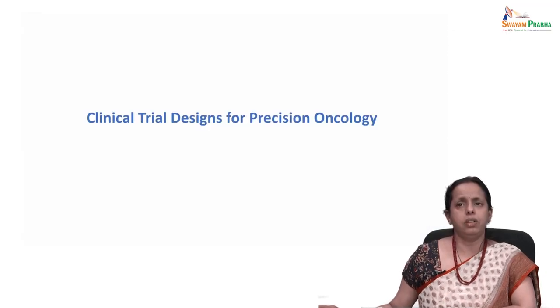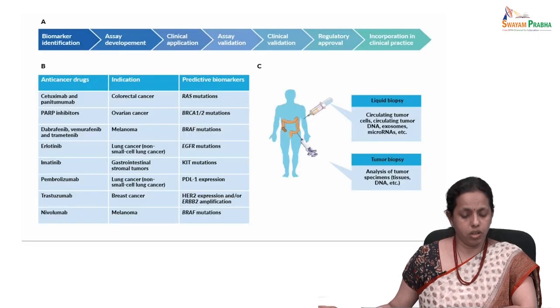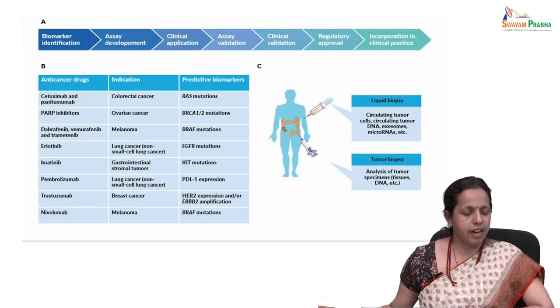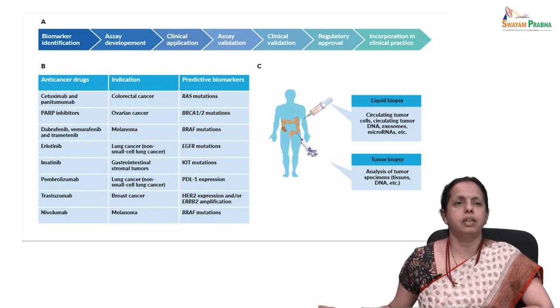Now we will talk about the different clinical trials which are currently in use in oncology. Coming quickly back to companion biomarker identification, then you have the assay development, then the clinical assay application in drug discovery, then assay validation, then clinical validation of your particular drug, then get the regulatory approvals, and then how do you incorporate it in your clinical practice.